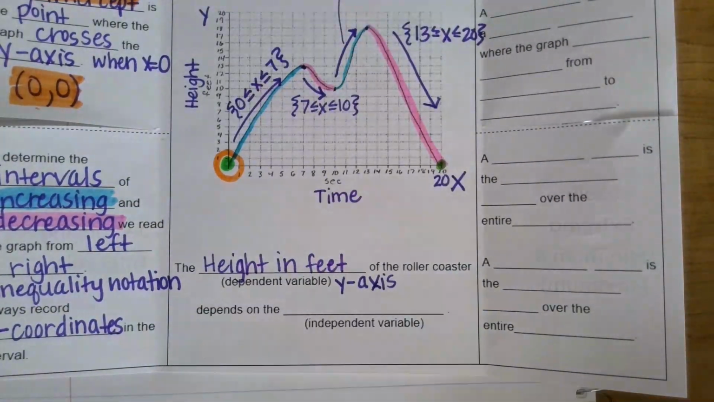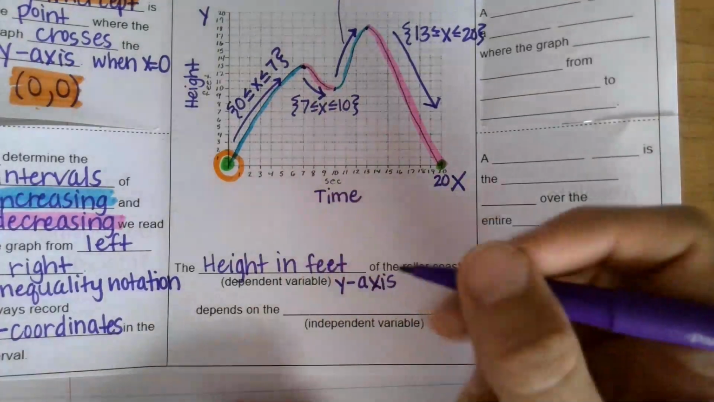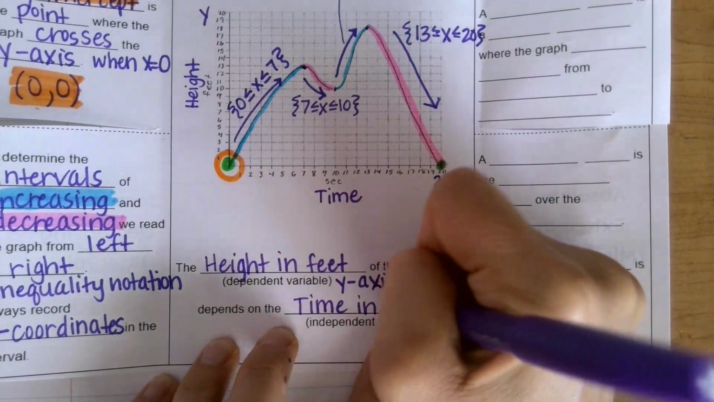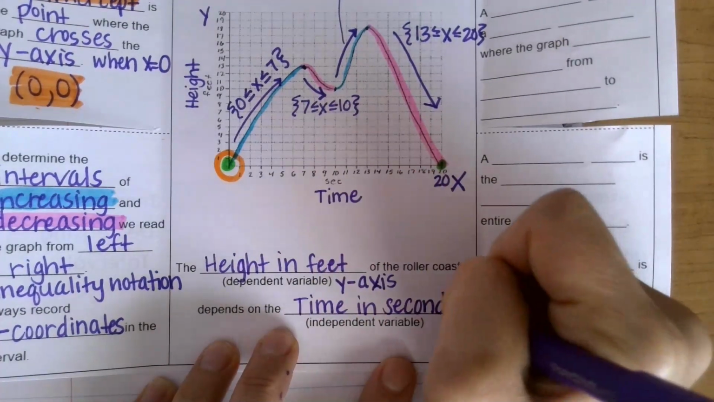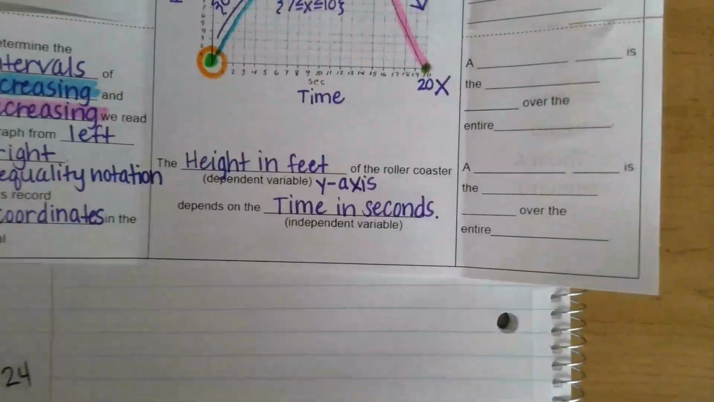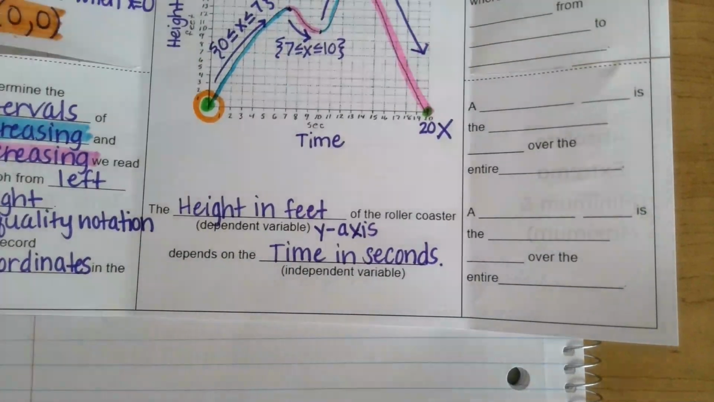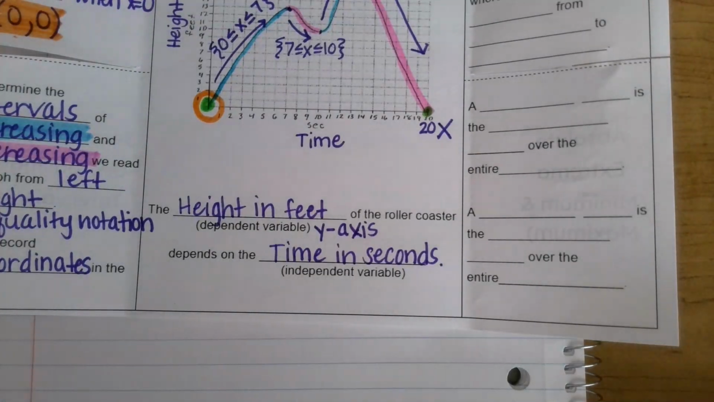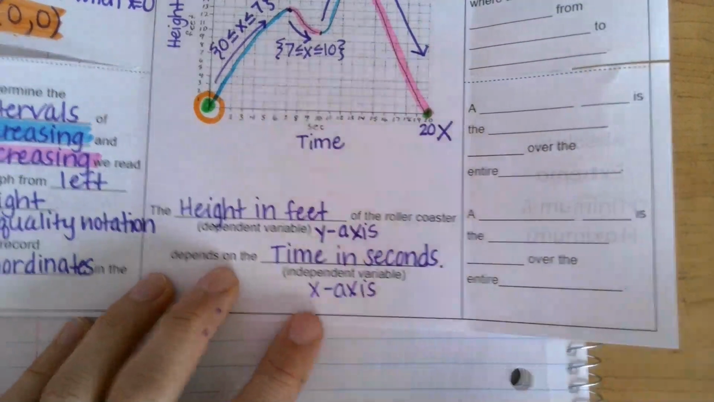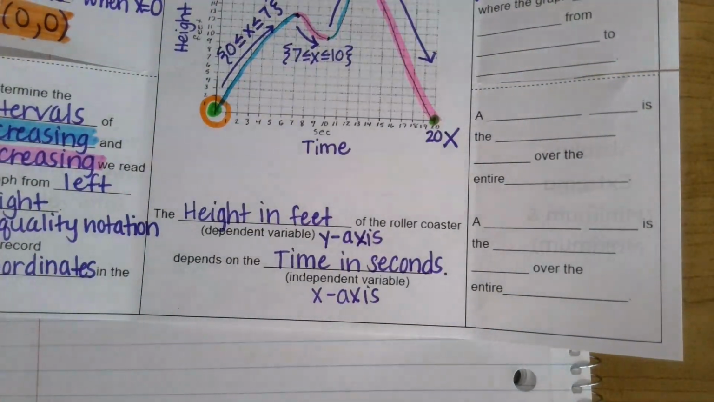of the roller coaster depends on what is written on the x-axis. Time in seconds, exactly. Because we always want to say what we're measuring in, because time can be measured in minutes, hours. And height could be meters, it could be kilometers. We just want to make sure we're including the units, because that makes a big difference. So independent is always on the x side. So any time I ask for that, I expect you to write in words what's labeled on that graph.